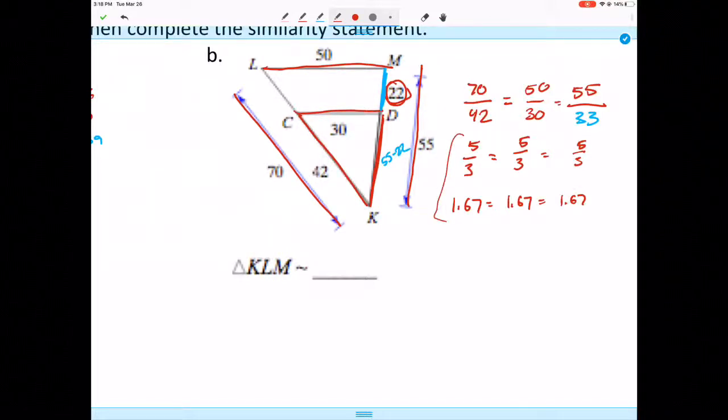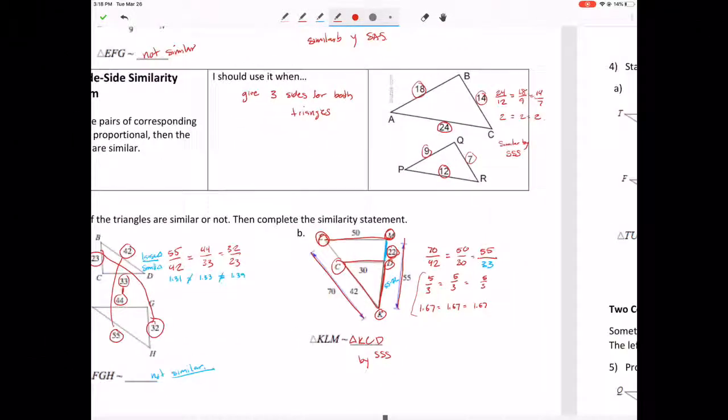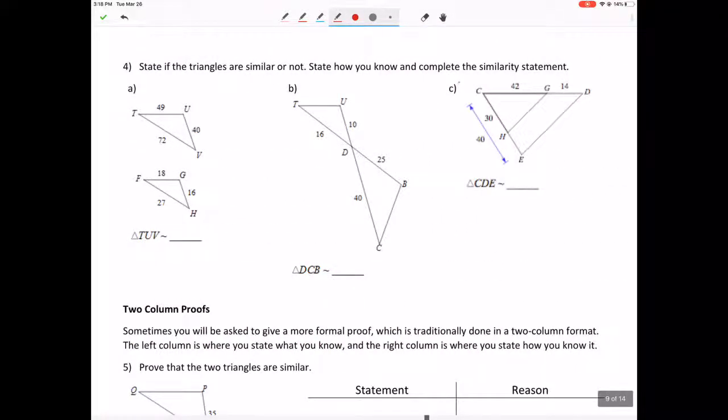All right, so all of these corresponding sides are proportional. So we would say, yes, they are similar by side, side, side. And we need to write down the similarity statement. So K corresponds to K. L corresponds to C. And M corresponds to D. Sweet. All right, so here's some more practice.